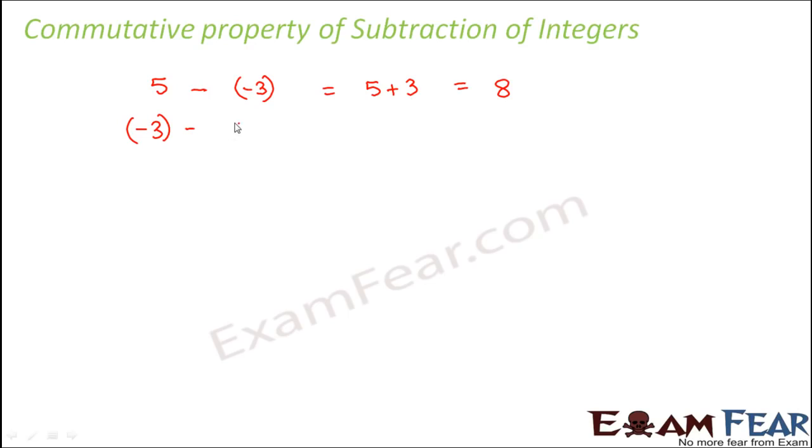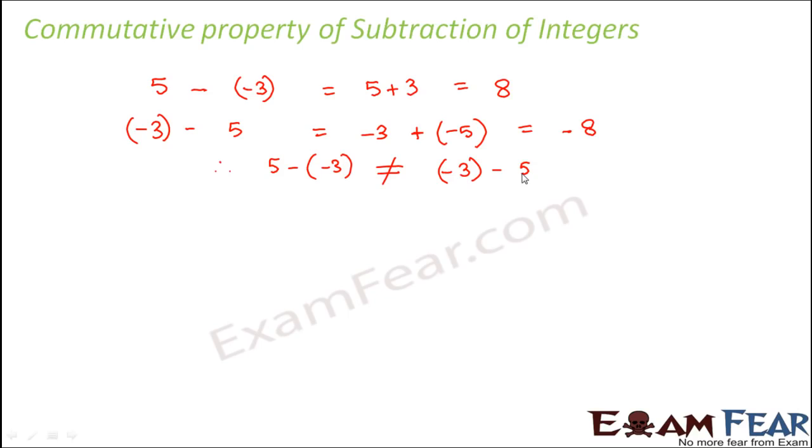Now let us say if we try to change the position of the integers. So this becomes minus 3 minus 5. So in this case what happens? You see that the order of the integers has changed and therefore your calculation has also changed, because this time you are subtracting 5 from minus 3. So this would actually mean minus 3 plus minus 5. So you are basically adding these two numbers. So this would be equal to minus 8. So what do you observe? You observe that 5 minus minus 3 is not equal to minus 3 minus 5.